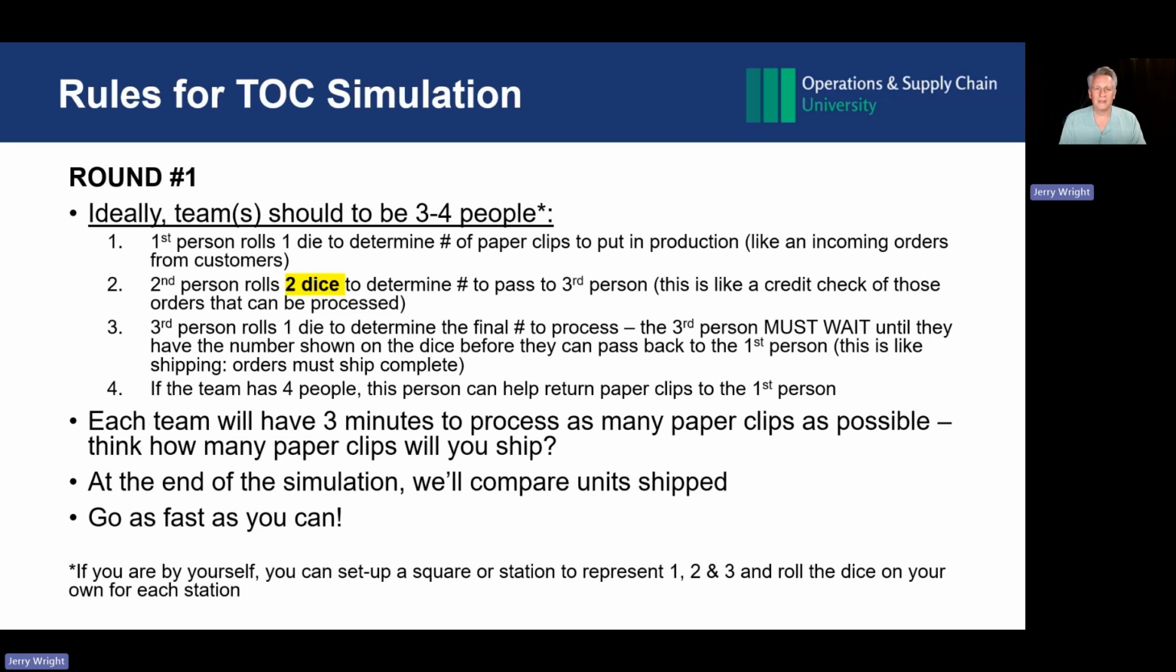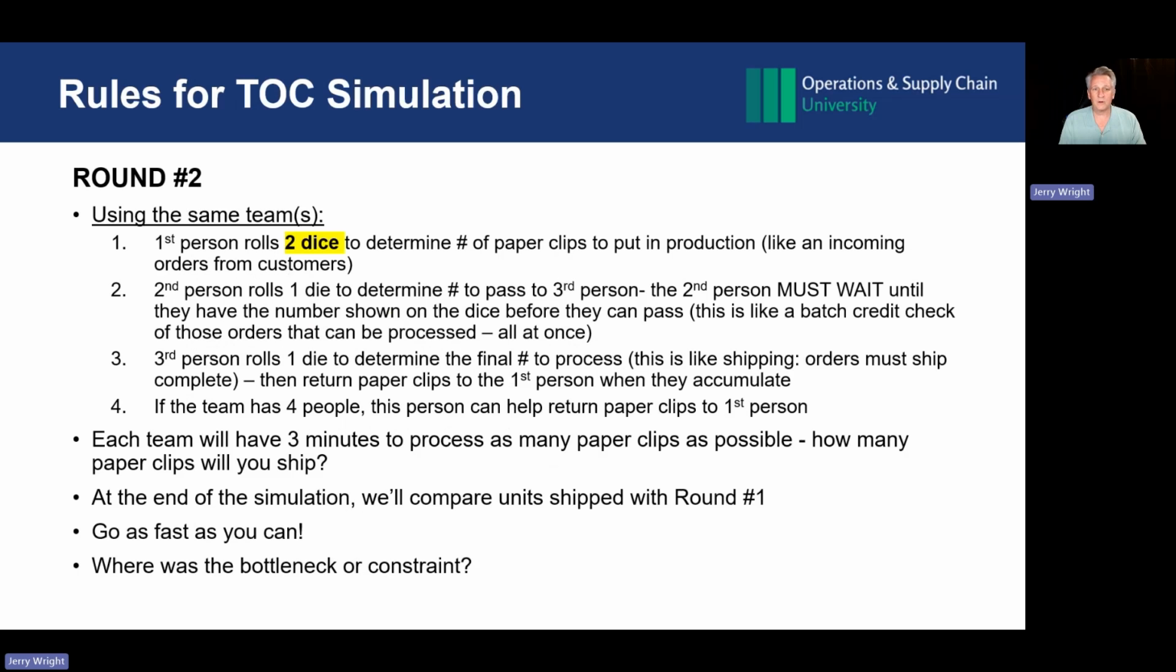We're going to move where the 2 dice is. We're going to go round to the first person rolls 2 dice to determine the number of paper clips put into production. Think of those as incoming orders. Then the second person rolls, and the third person, and so forth. And we measure the paper clips. Then the question is, okay, did you do better with 2 dice at the beginning, or did you do worse?